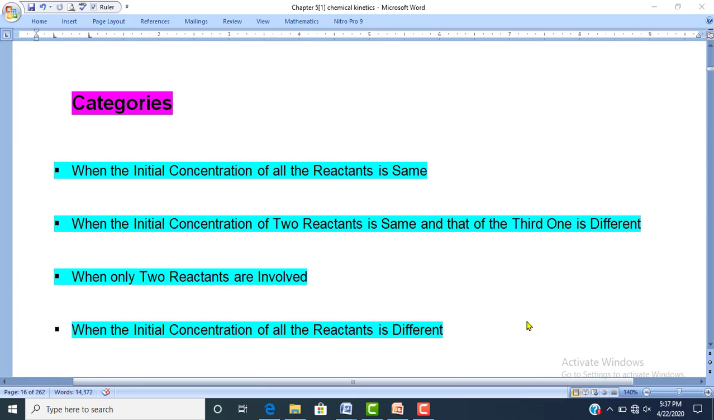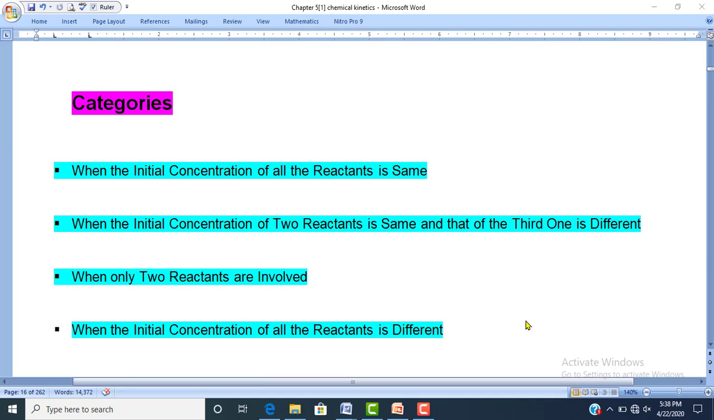Dear students, third order reaction is not so simple as you understand, because there are 4 types of the third order reaction. So we can categorize as following.